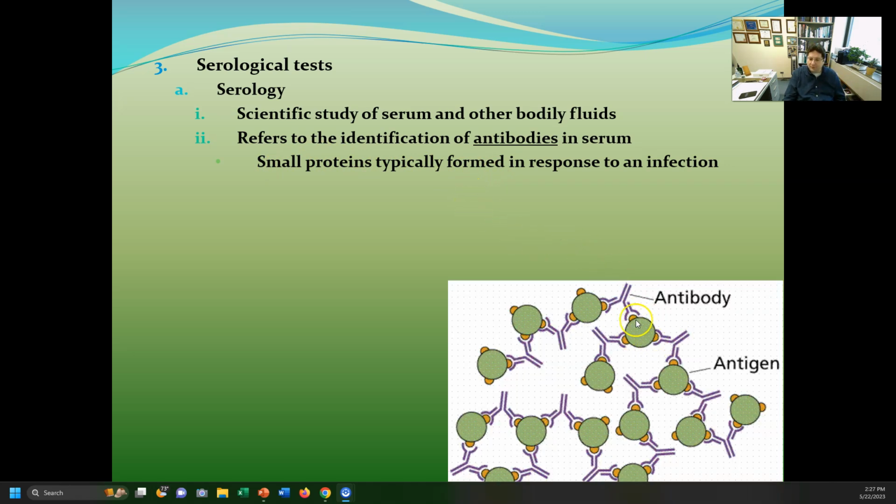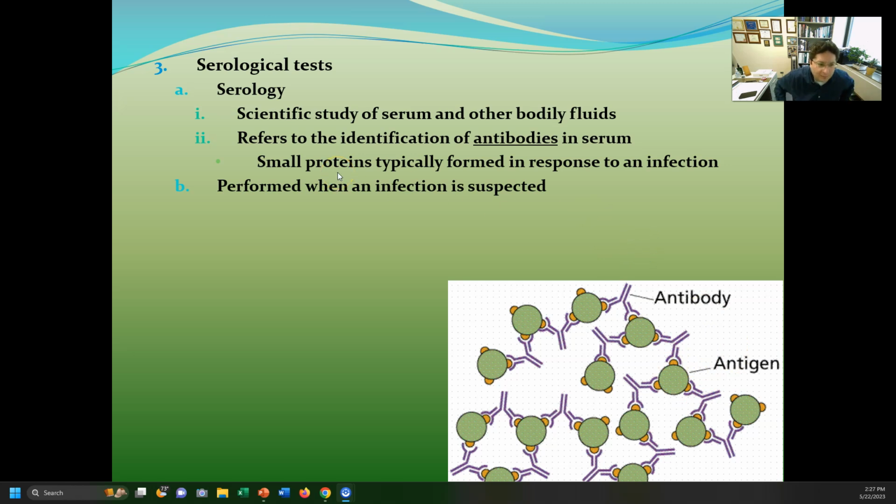So we see here the green circles are what's called the antigen. That's what's causing the infection, say bacteria or a virus. And these purple colored things that look like letter Y's are antibodies that stick to the antigen to kind of try to destroy it. So if we detect antibodies in serum, we know that the person or the whatever organism you're studying has become infected. Otherwise, the body wouldn't make antibodies against this invader, this antigen.